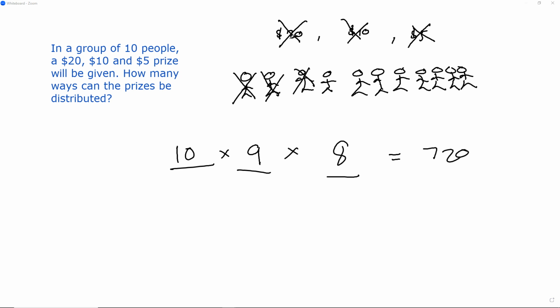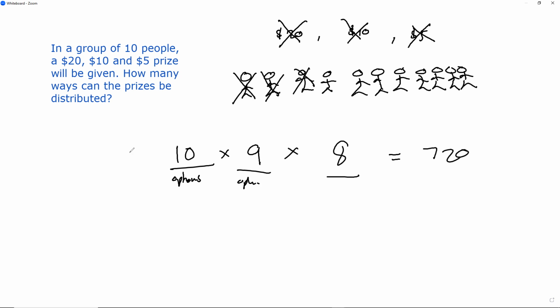Once one person has taken the first place, then we remove them, and we have 9 left. Then we have 8 left. But we don't know these people individually, so we just see them as a group of 10. So we have 10 options, and then we have 9 options.